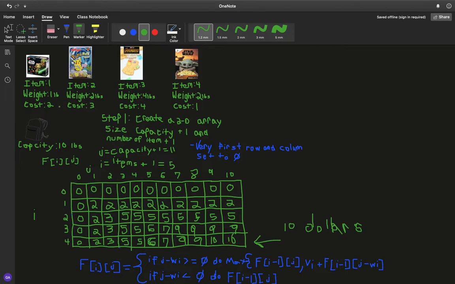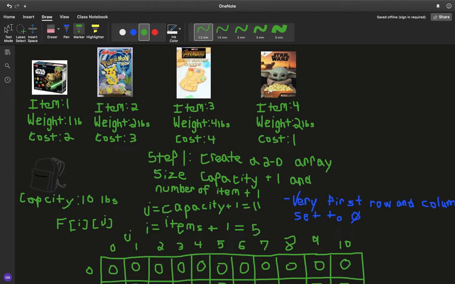Right here, as you can see, we have four items. Item one, we have the Star Wars gummies. I'll probably zoom in a bit. Item two, we got Pokemon cereal. Item three, we have Infinity Gauntlet cookies. And then item four, we have Baby Yoda cereal. You can see each one has a weight and a cost. Item two, weight 2, cost 3. Item 3 weighs 4 pounds, costs $4, and item 4 weighs 2 pounds and costs $1.